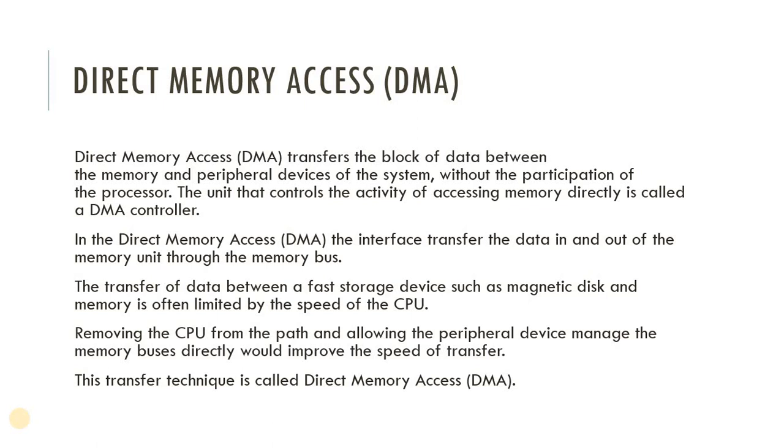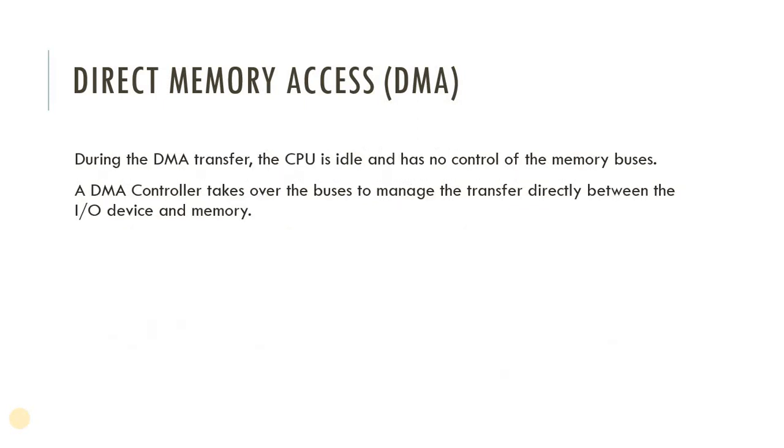The transfer of data between a fast storage device such as a magnetic disk and memory is often limited by the speed of the CPU. Removing the CPU from the path and allowing the peripheral device to manage the memory bus directly would improve the speed of the transfer. This transfer technique is called direct memory access. During the DMA transfer, the CPU is idle and has no control of the memory bus. So the CPU is not involved in this data transfer. A DMA controller takes over the buses to manage the transfer directly between the I/O device and memory.